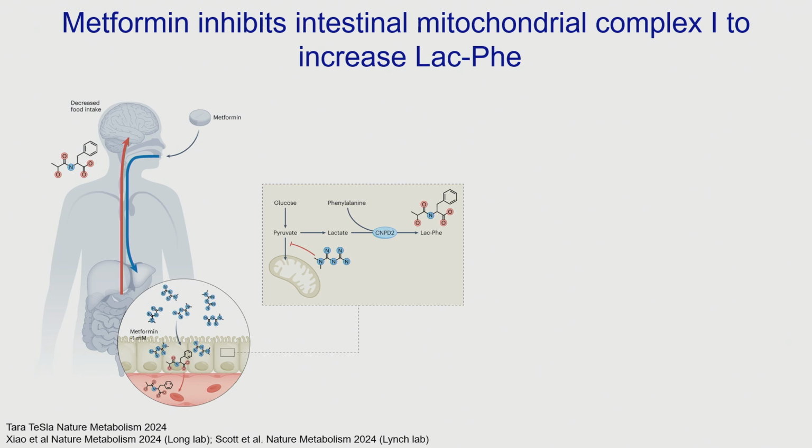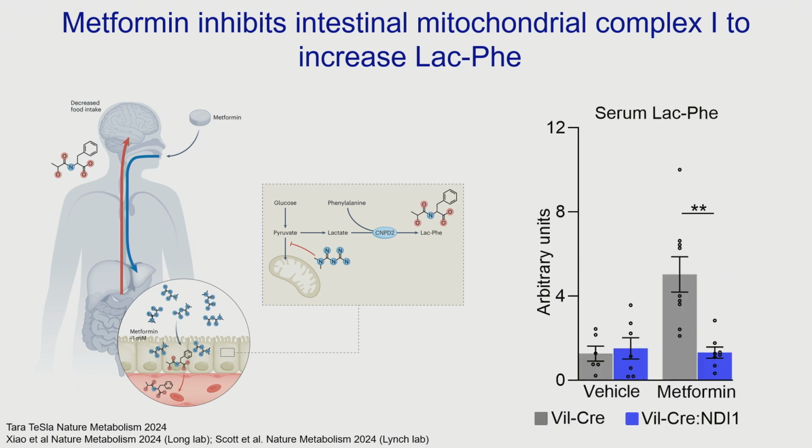Well, we would argue that this makes sense with our model, because mitochondrial complex 1 inhibition increases glucose uptake. Most of that becomes lactate, and maybe that becomes Lac-Phe. And here you go. Here's the control Lac-Phe increase, exactly what was reported by those papers in mice. With NDI1 overexpression only in the gut, you can markedly reduce those levels of Lac-Phe. Again, suggesting that mitochondrial complex 1 inhibition not only increases glucose uptake, but it helps generate the Lac-Phe.